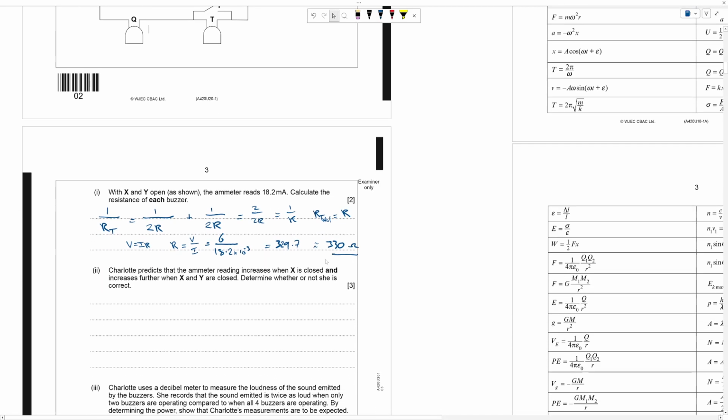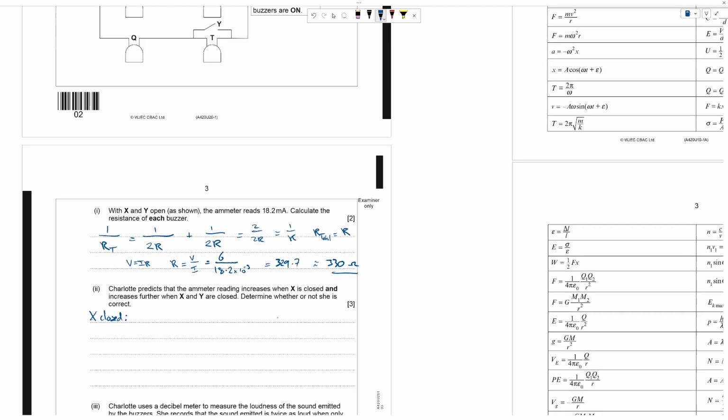Okay, Charlotte predicts that the ammeter reading increases when X is closed and increases further when X and Y are closed. Determine whether she is correct. Normally when you see determine, that basically means apply some physics, do a calculation to conclude whether or not she is correct. So let's do the calculations. For X closed, let's have a look at our circuit.